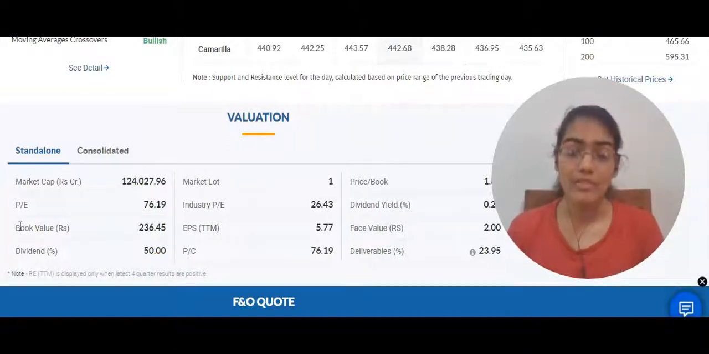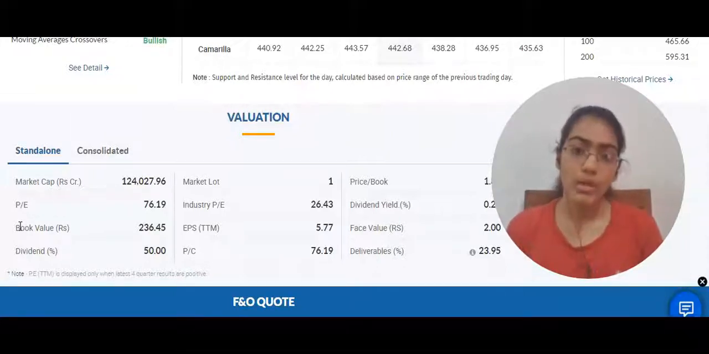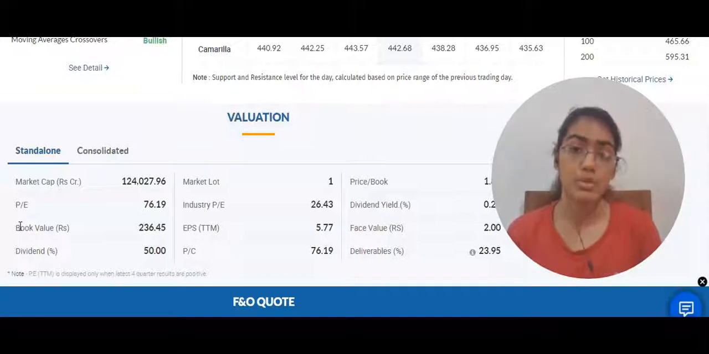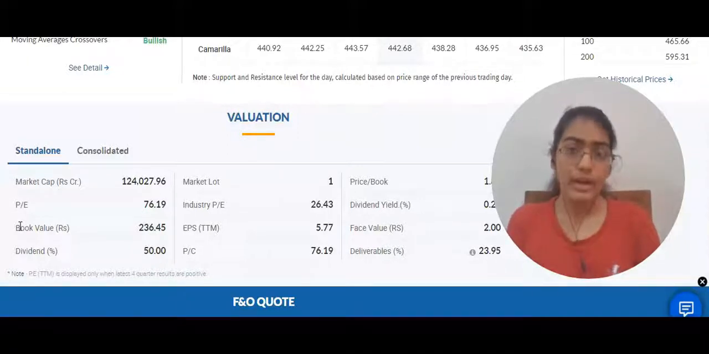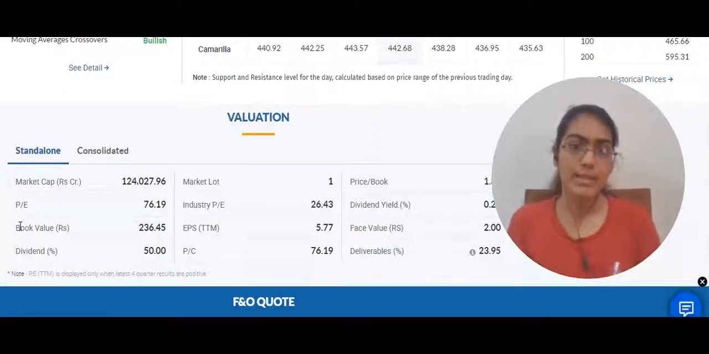Well, this could have several interpretations and meanings, and concluding to just one point is not correct. One of the points could be that it is overvalued. The other could be that the company is doing so well and the investors have so much confidence that they are ready to pay much higher than they would otherwise have paid over the earnings per share.